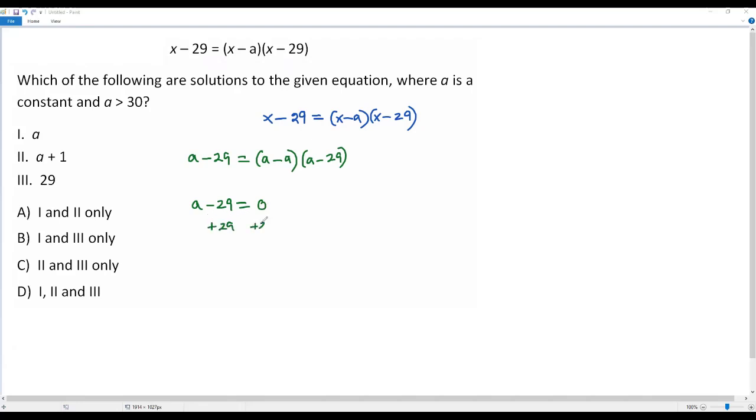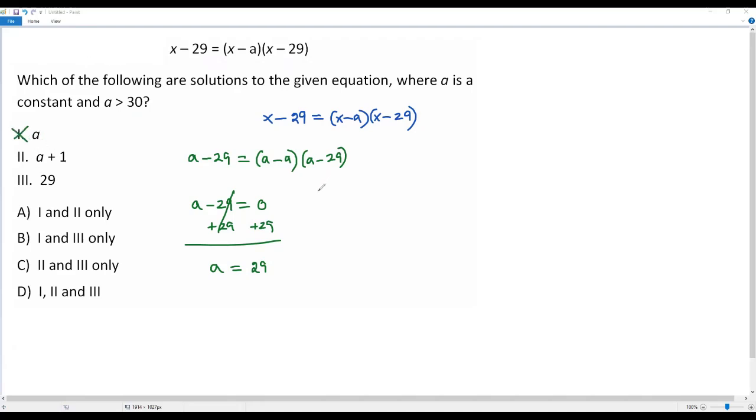For that we have to add 29 to both sides. When I do so, the negative 29 and positive 29 cancel out. I get a on the left side, and on the right side 0 + 29 is 29. So when I check whether a is the solution, I get the result a = 29. But the question says a is greater than 30, and here we get a = 29, which is less than 30. Since the value we get for a does not meet the condition given in the question, we cannot consider a in the first statement as a solution. So we can reject this one.